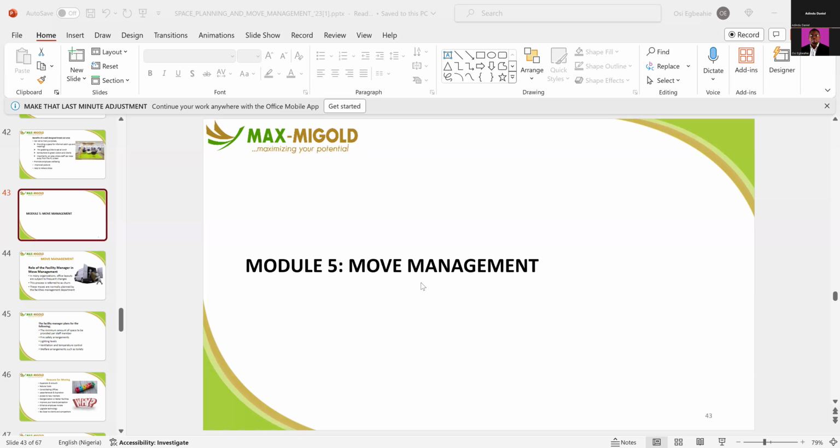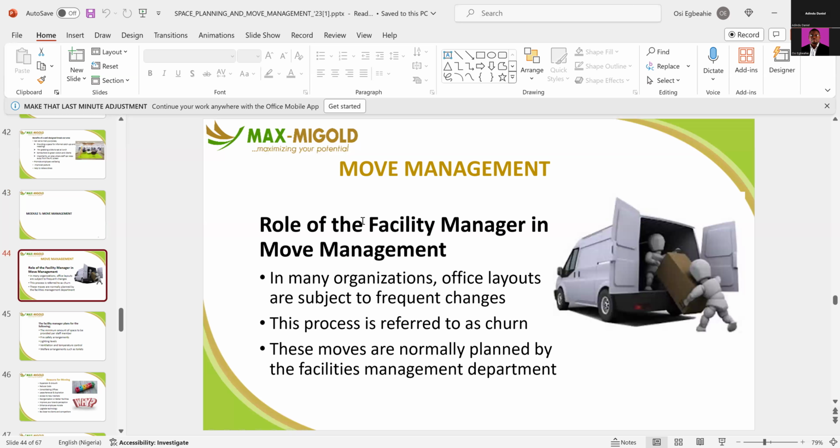All right, great. We'll go into move management. Move management is also something every facility manager is expected to handle. They are expected to be able to manage every form of move. Literally, a move is when you are relocating from one office space to another office space.